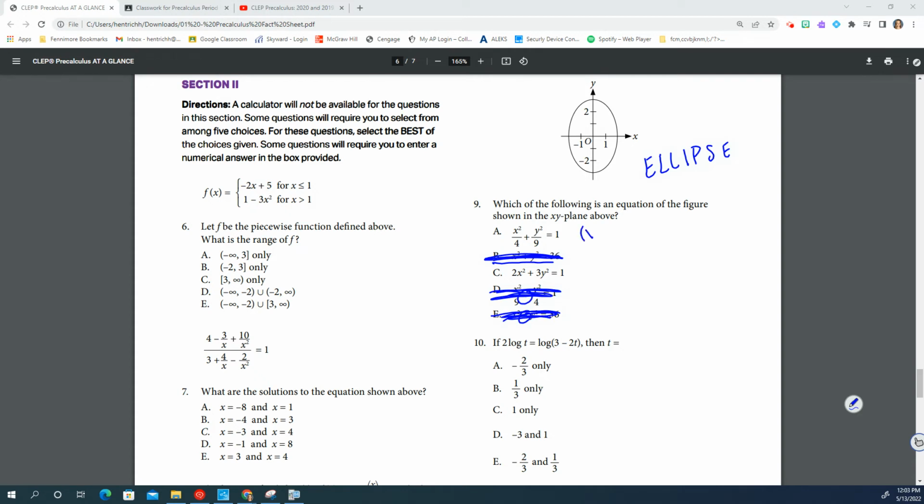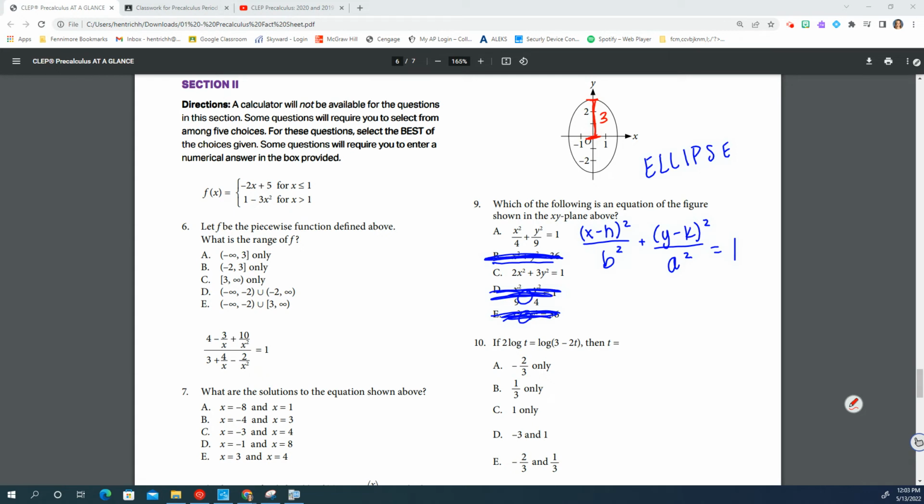Here's your generic equation for an ellipse, where h and k are my center, and it's always set equal to 1. Depending on which direction it goes, a squared is always the larger value, if you remember that. So this is what I call a vertical orientation, so a squared would be under the y squared, and a is the distance from the center to the vertices.